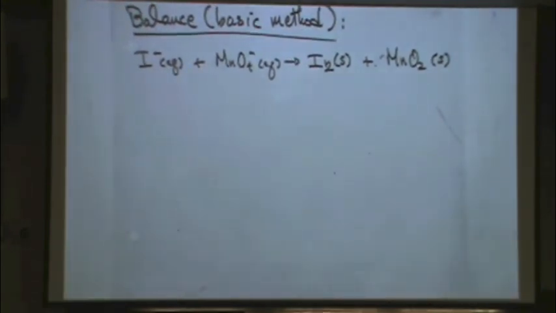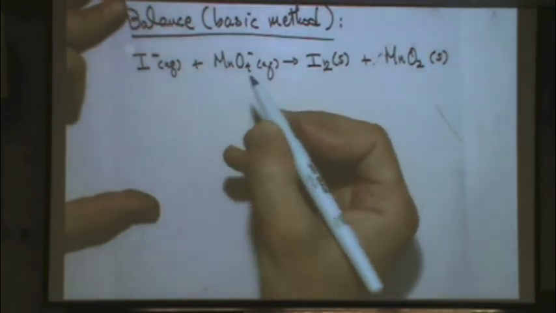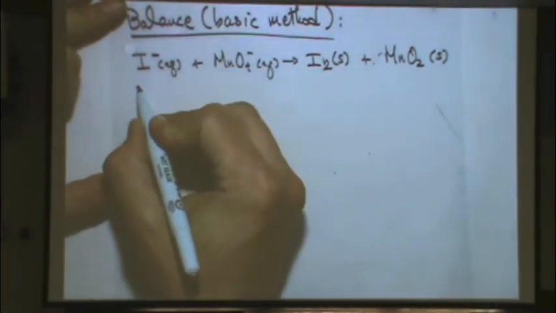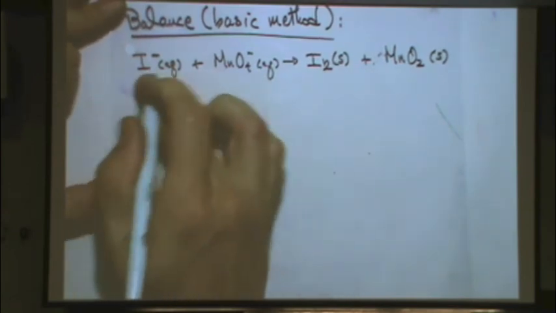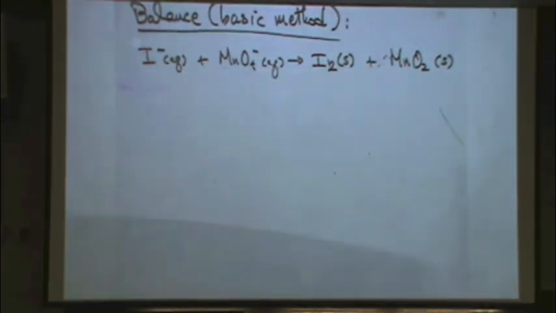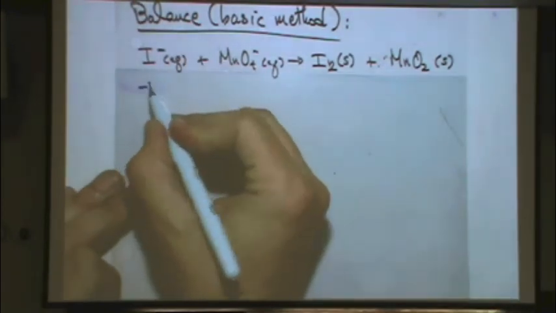Let's try another one. This one we're going to do basic method. Ready? Okay. Let's do this. Iodine is -1 here. -1 here. What is it here?